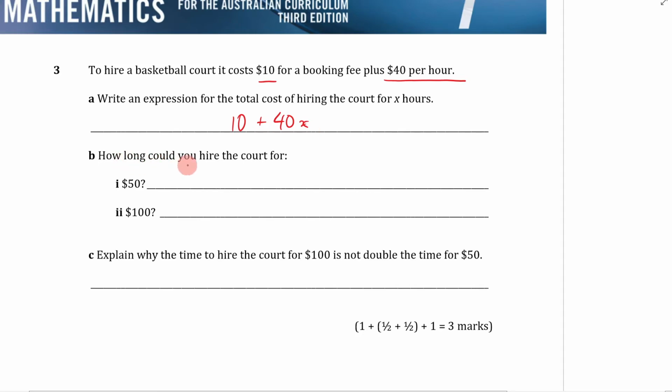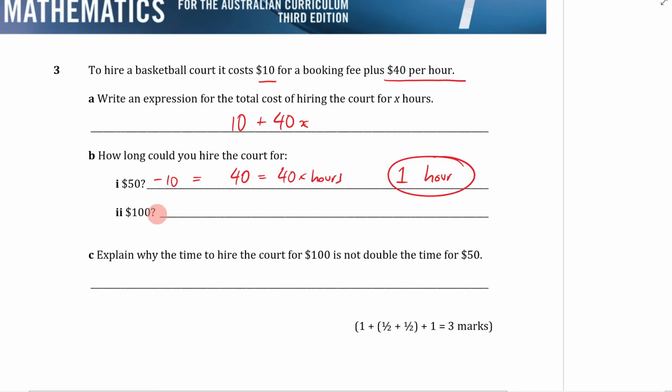Then it says, how long could you hire the court for $50? Well, if it's $50, we know that $10 immediately goes to the booking fee. So once you subtract the 10, now you've got $40, and you know that's going to be equal to 40 times the amount of hours. So how many hours can you have this for? Only 1 hour, right? Because 40 times 1 is that, so 1 hour is your answer.